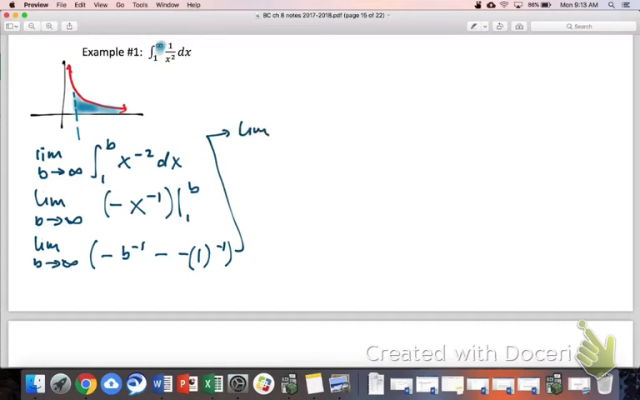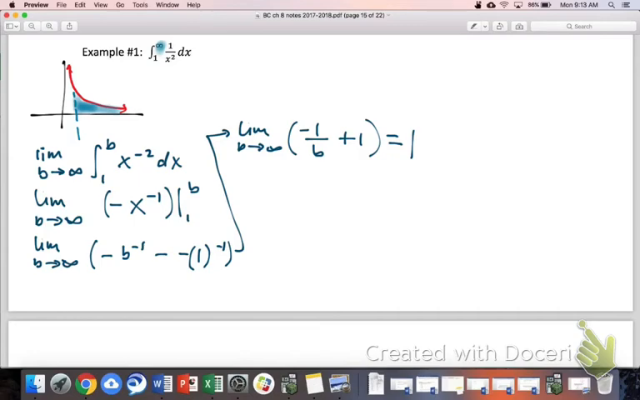Let's clean this up a little bit. Limit as b goes to infinity. This would be negative 1 over b plus 1. Fair enough? Okay, so we did all that calculus stuff, FTC1 with the antiderivatives, and we finally end up with this expression right here, something that's relatively easy to evaluate, right? What's the limit as b goes to infinity of negative 1 over b? 0. Plus 1? 1. Interesting.